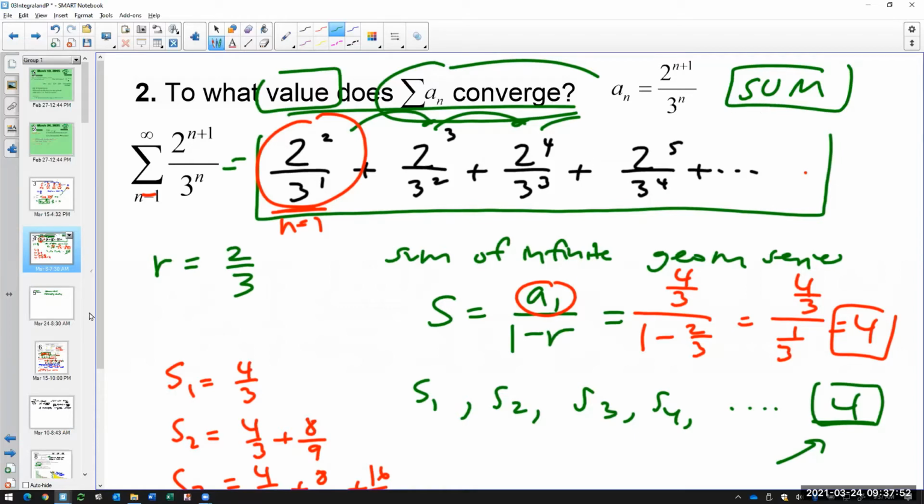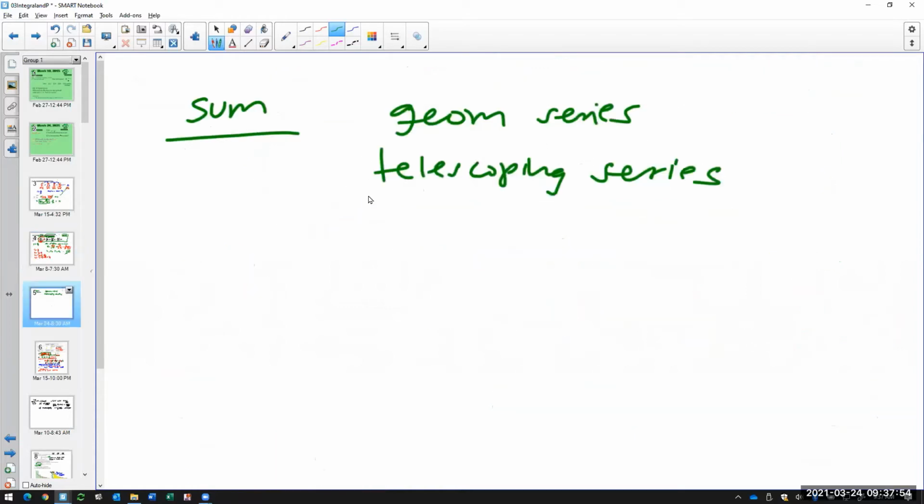One test is a geometric series test, and the next test is a telescoping series test. Those are the only 2 tests that I could actually ask you the sum for, okay? If I asked you for a sum, it's going to be one of these 2 tests. Every other test, you can't figure out what the sum is. So it's not going to be a valid question, all right?